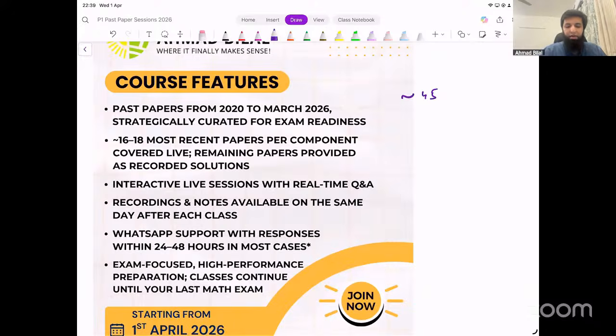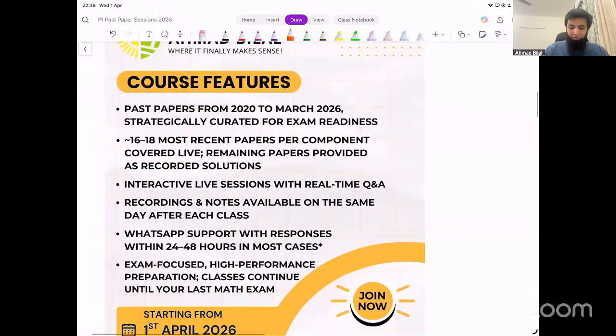And if you're starting now, it's not very probable that you'll be able to attempt all of them at home, even from 2020 to March 2026. So what we will be doing is, we are going to do 16 to 18 of the most recent papers for each component live. So that will be all the papers from 2024 to 2025 and then March 26 most likely.